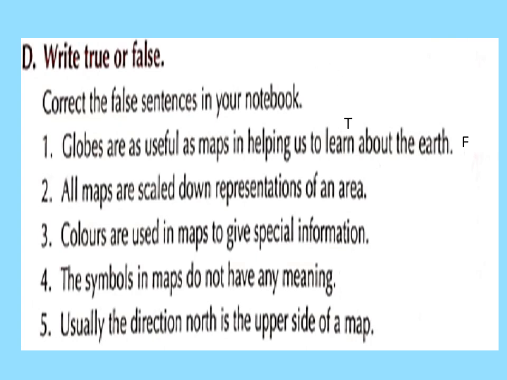This is very true. Number 3, colors are used in maps to give special information. Again, this is true. Number 4, the symbols in maps do not have any meaning. This is totally false. Last one, number 5, usually the direction north is the upper side of a map. We have learned this is true. Okay, so that's all about the chapter.